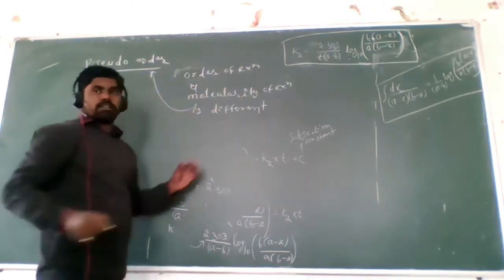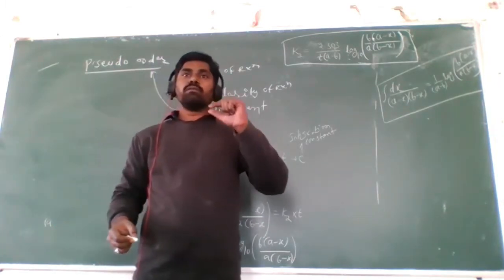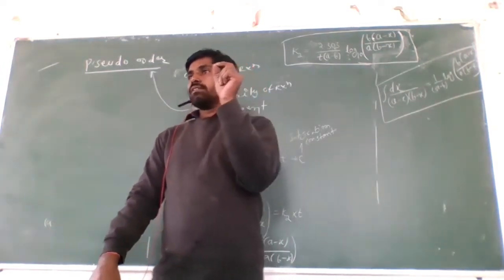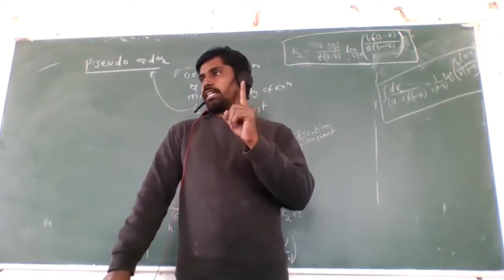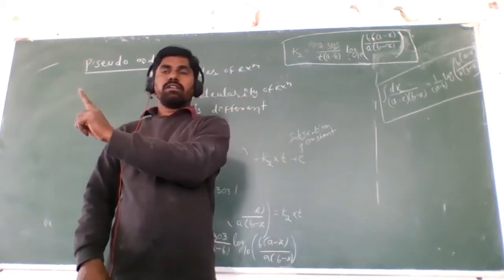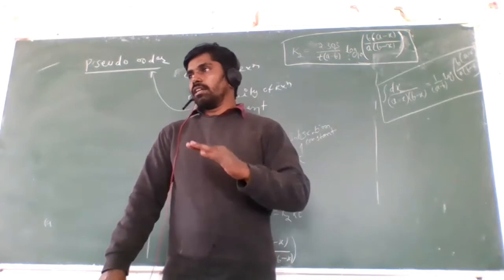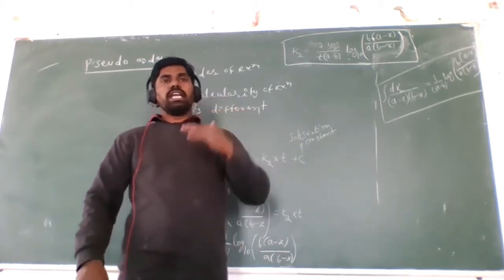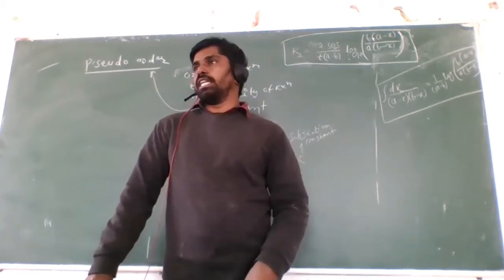Clear? Right. What is a pseudo first order reaction? See here, in that reaction, I already said that one reactant is in excess amount, then that does not influence the rate equation. The one which is less there influences the rate equation. Clear? I go to the definition of pseudo first order reaction: in the reaction, two or more than two reactants are participating.